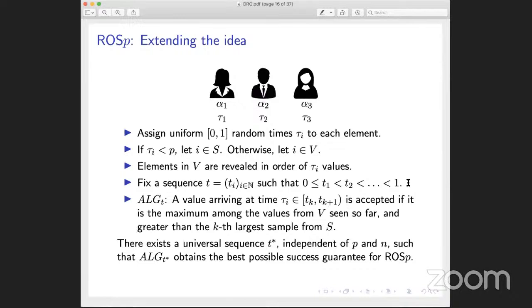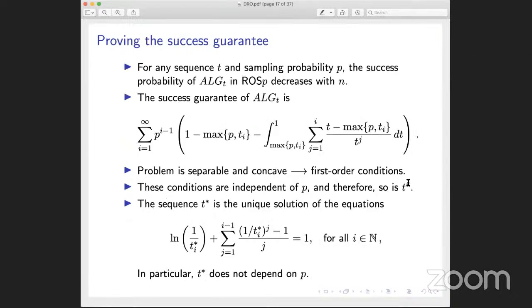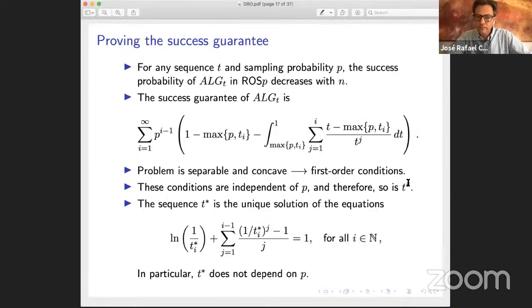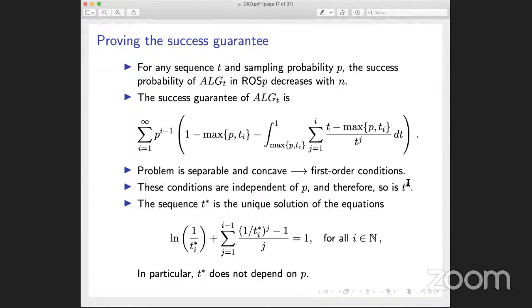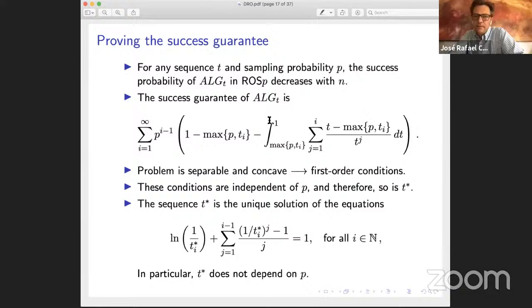Oh, I see. So the next slide now, just moving forward. So T star is still going to be a vector. You're saying that vector doesn't depend on P and N. Yes. T star is the solution of this maximization problem, maximizing this thing. So this quantity here is the probability that the algorithm succeeds. You can do the math, in a similar way to what I showed you before.